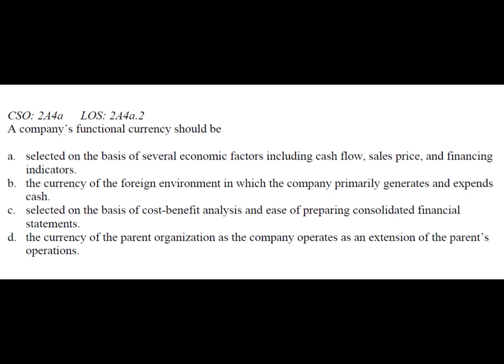Correct answer, A. Selected on the basis of several economic factors including cash flow, sales price, and financing indicators. Key takeaway: the functional currency is determined by evaluating multiple economic indicators, including cash flows, sales prices, operating costs, and financing activities, to identify the currency that best reflects the entity's primary economic environment.